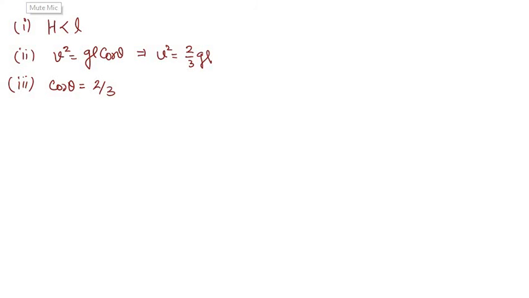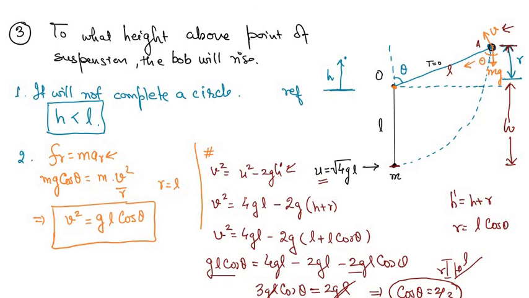Now, will this particle stop here? No. So what happens next? The second question. My R from this 0 to this, I have calculated that R is equal to L cos theta, and your cos theta is 2 by 3. So my R will be 2L by 3.